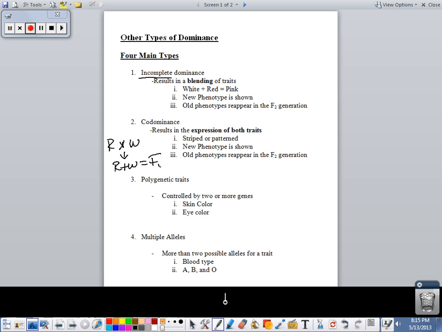A good example, though, is blood type. So depending on what type of blood you have, A, B, you can have AB, or you can have O. 3 different types. And each one of these is an allele. There's the A allele, the B allele, and the O allele. Depending on how you cross them, that gives you your specific blood type that you have. And that's an example of multiple alleles. There's other ones too, but the most common one is blood type.